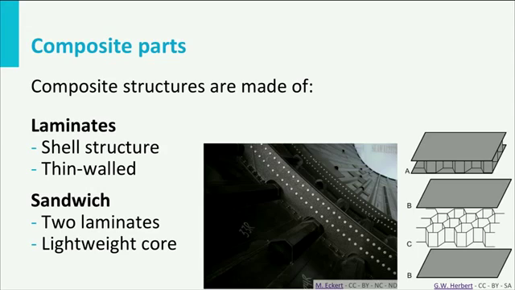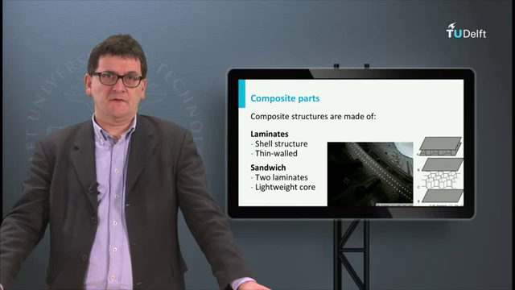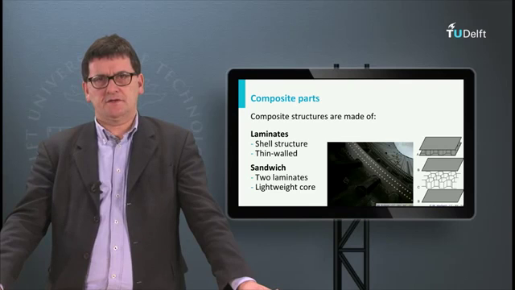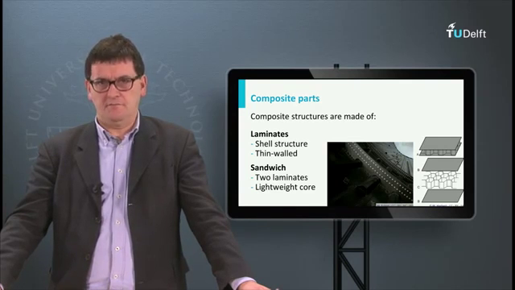The other concept is the sandwich. In the sandwich we see two face sheets, which are thin laminates, and a core material in between. So the core is sandwiched between the face sheets. The core material can have a honeycomb structure, or it can be a foam. Sandwiches are often used when a high bending stiffness is required. The height of the sandwich has a large impact on that bending stiffness.